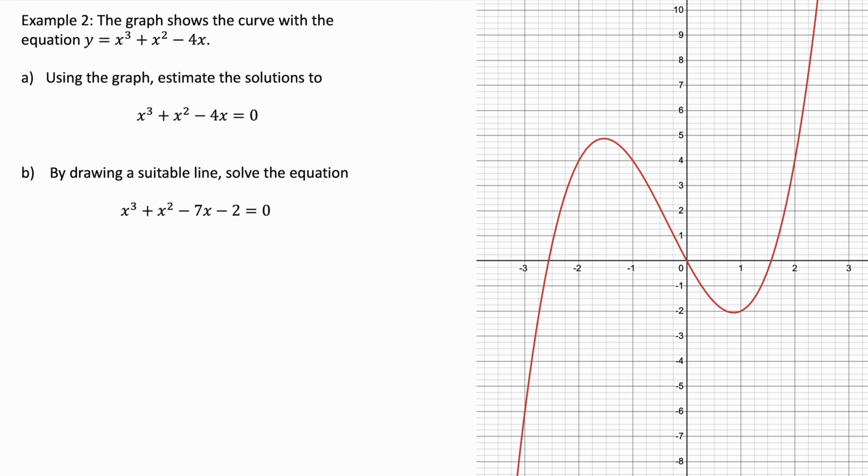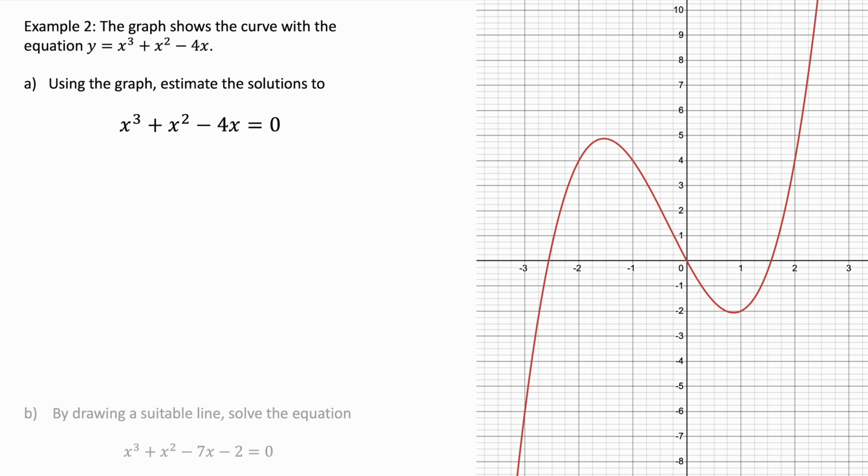Here it says the graph shows the curve with the equation y equals x cubed plus x squared minus 4x. Using the graph, estimate the solutions to x cubed plus x squared minus 4x equals 0. So we're interested in when this curve is equal to 0. And this is when it crosses the x-axis. This is when it crosses where y is 0, the x-axis. And this is going to be at these three coordinates here.